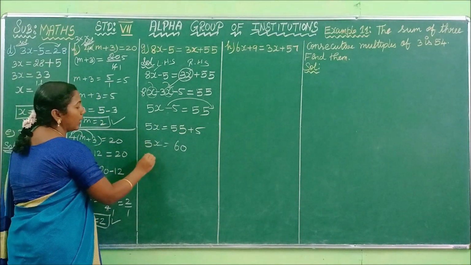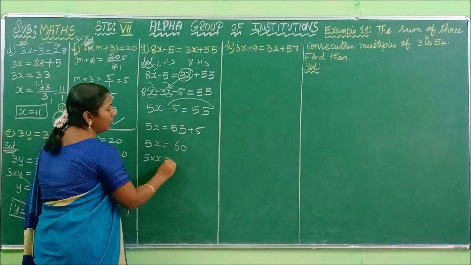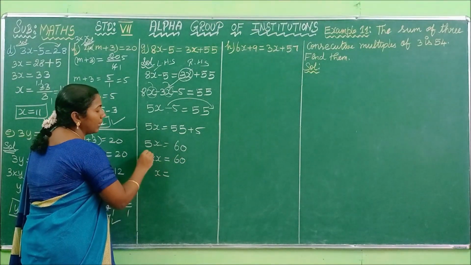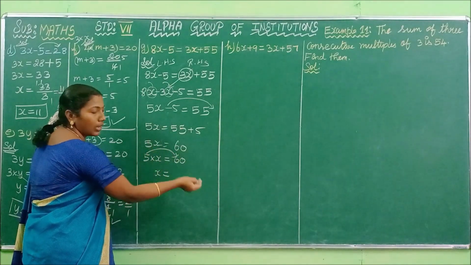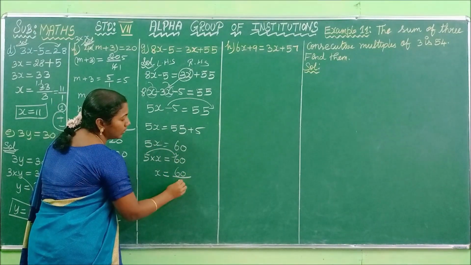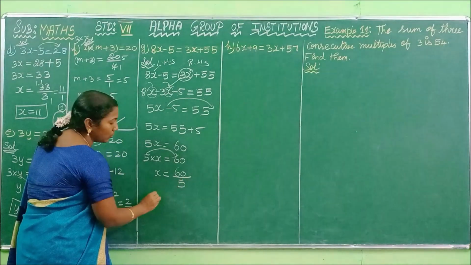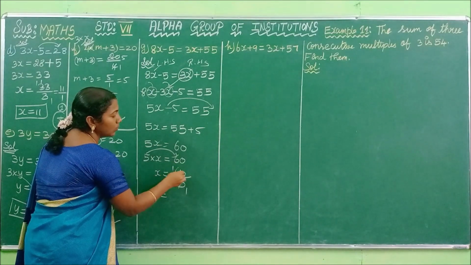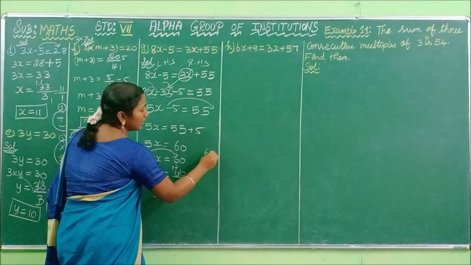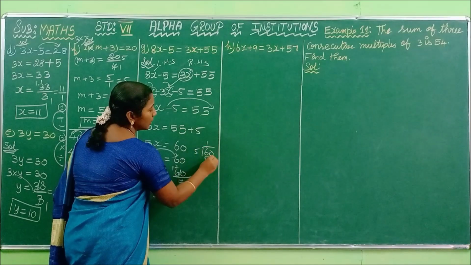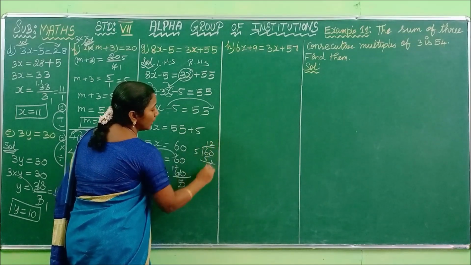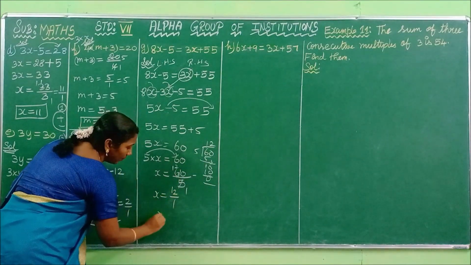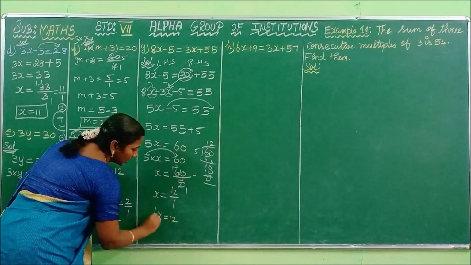What is the operation between 5 and x? Multiplication. So 5 into x equal to 60. So in order to find the value of x, we are bringing this 5 from LHS to RHS. So its operation is reversed. That is, it became division. So x equal to, divide 60 by 5, 1 5 is 5, remainder is 1, 0, 2 5s are 10, so 12. So 12 by 1 can be written as 12. Thus our answer is x equal to 12.